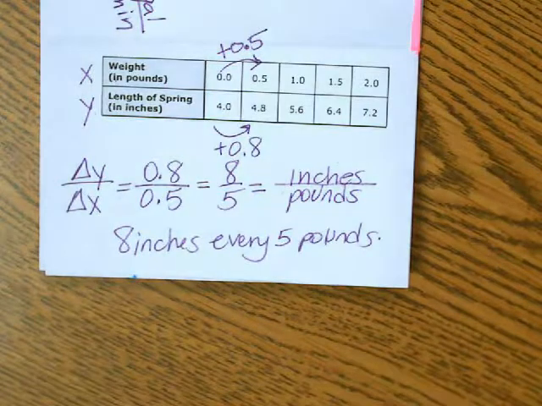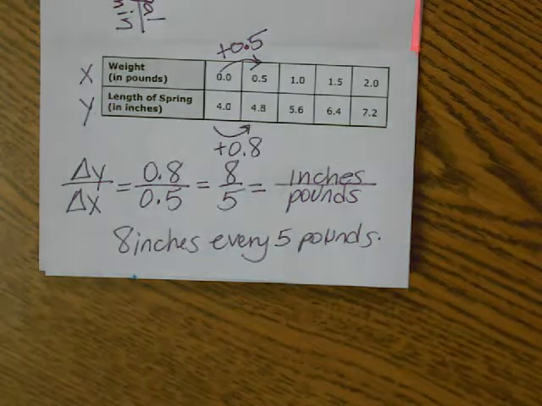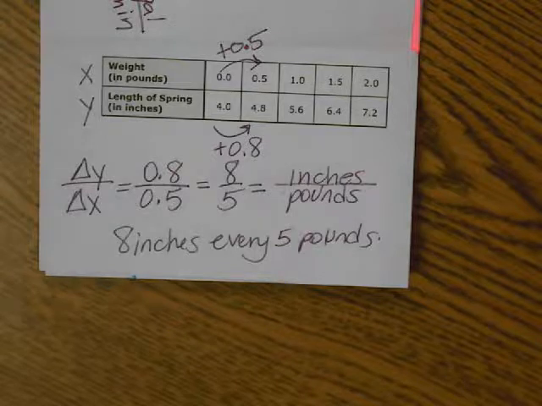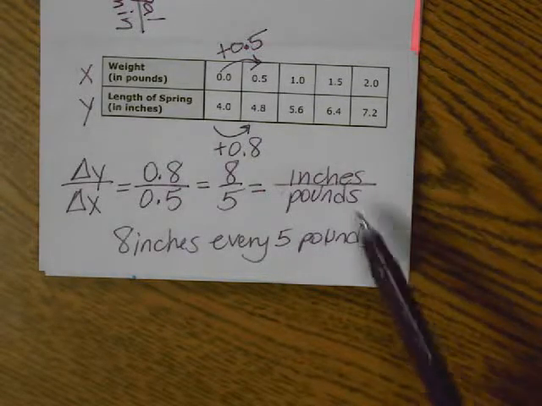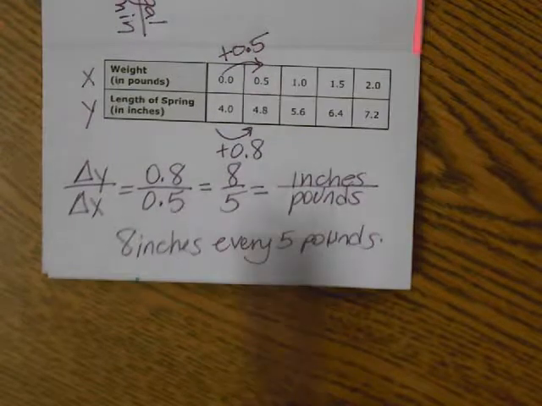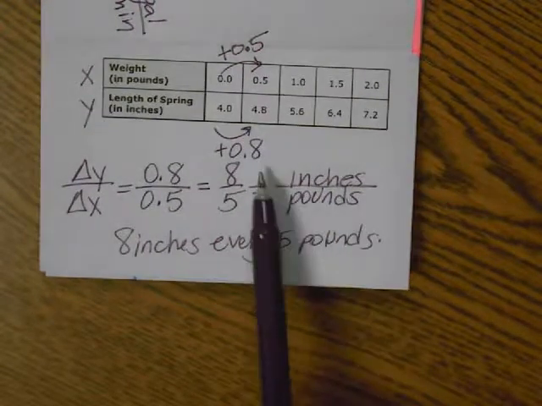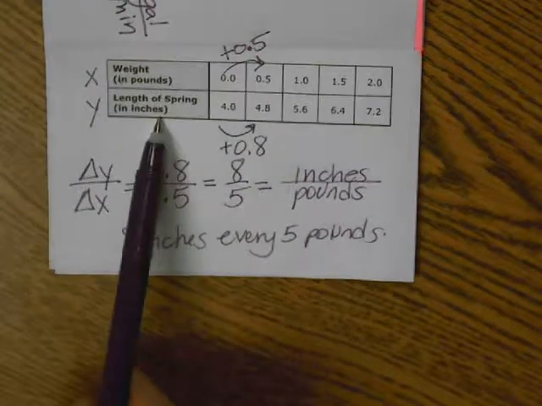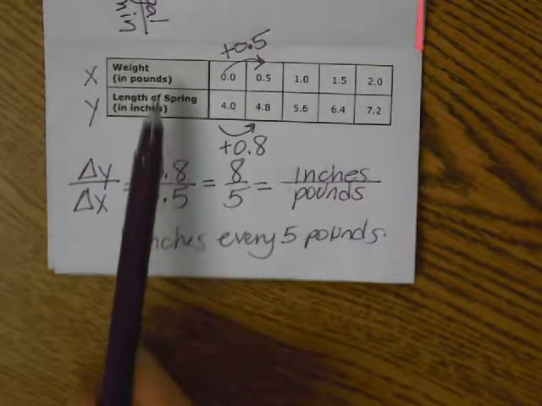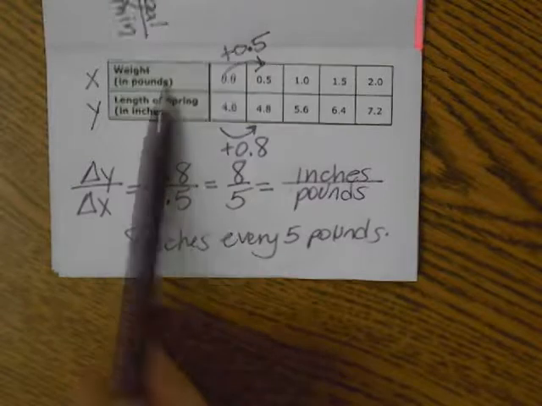So to find slope from graphs and tables, all you do is make sure you take a look at the units. You find the slope like you always do, and then you have to write the fraction with the unit so that you know 8 goes with inches and 5 goes with pounds, because 8 is a change in y, which is inches, and 5 is a change in x, which is pounds.